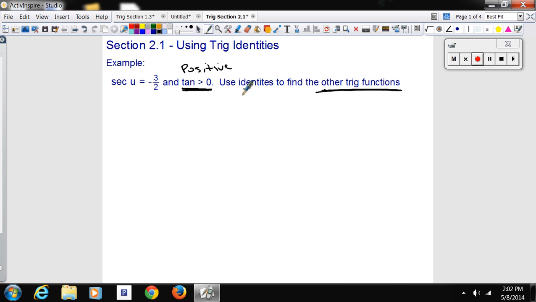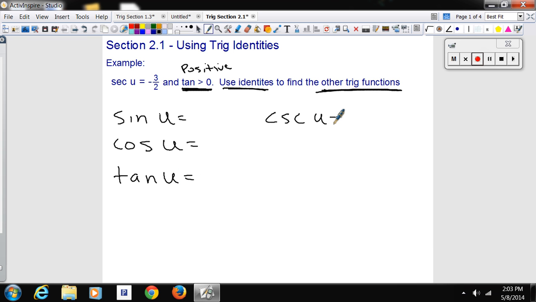Now they did say use identities. We're going to look at it, analyze it, and see if identities would work better, or if maybe drawing a triangle would work better. First thing we want to do though is find the 5 trig functions that we don't have. We need to find sine, cosine, tangent, cosecant, and we also need cotangent. I didn't put secant because they gave us the secant in the problem. So all we need are these other 5 right here.